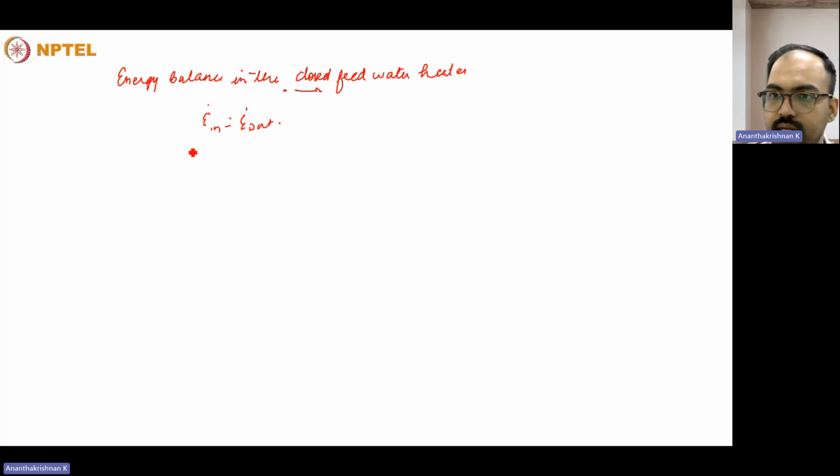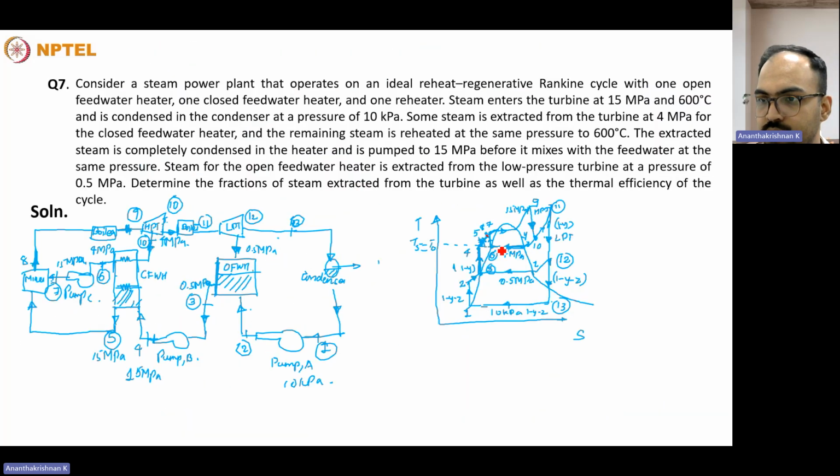So what you could see is that here the fraction of the steam Y into H10 plus 1 minus Y fraction of the steam into H4 will be equal to what is leaving at, I beg your pardon, it will be leaving at 0.5. So 1 minus Y into H5 plus Y into H6. So these two combine together to give us that particular point's enthalpy, the fraction of the steam Y, and that is the closed feed water heater.